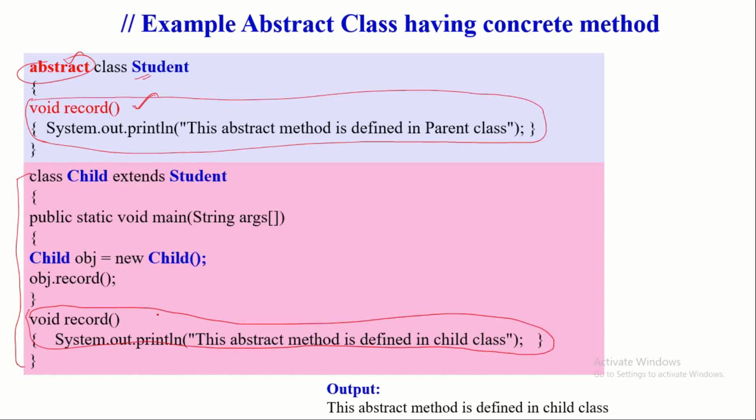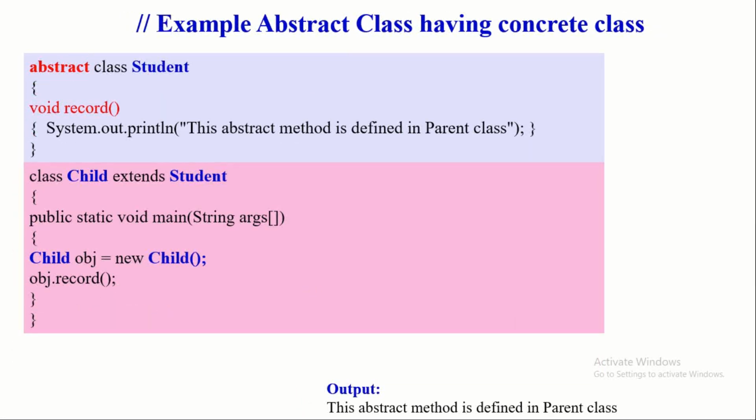If it is redefined, then when the method is invoked, the definition inside the child class will be executed. You can see here inside the main method, when the object is created and with the help of the object the method is invoked, the definition which is included inside the child class will be executed. So the output of this program will be that this abstract method is defined in child class, and it will not provide the other output.